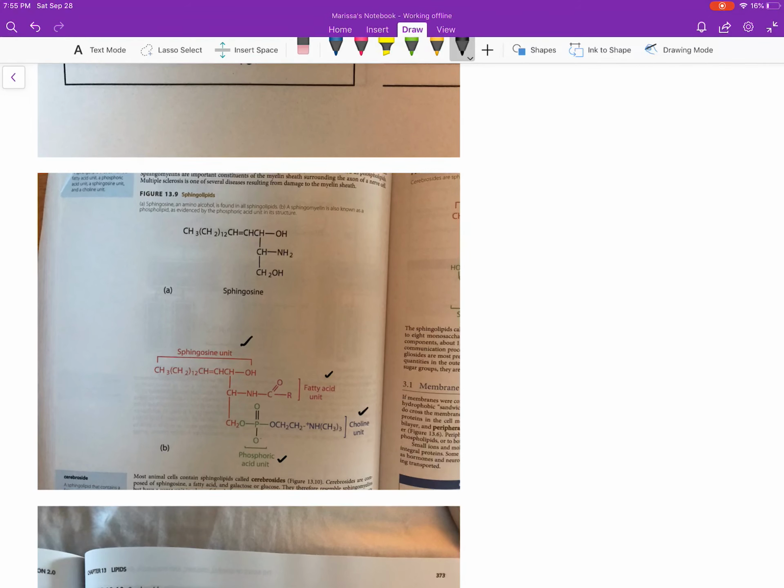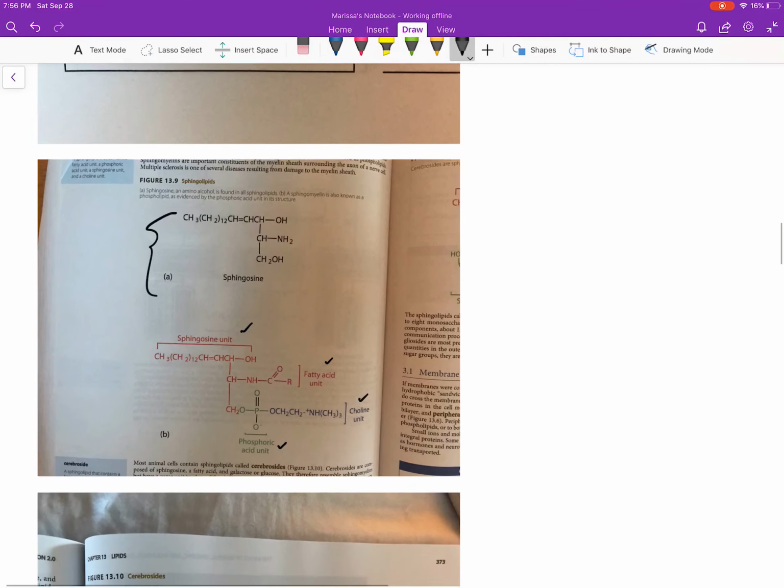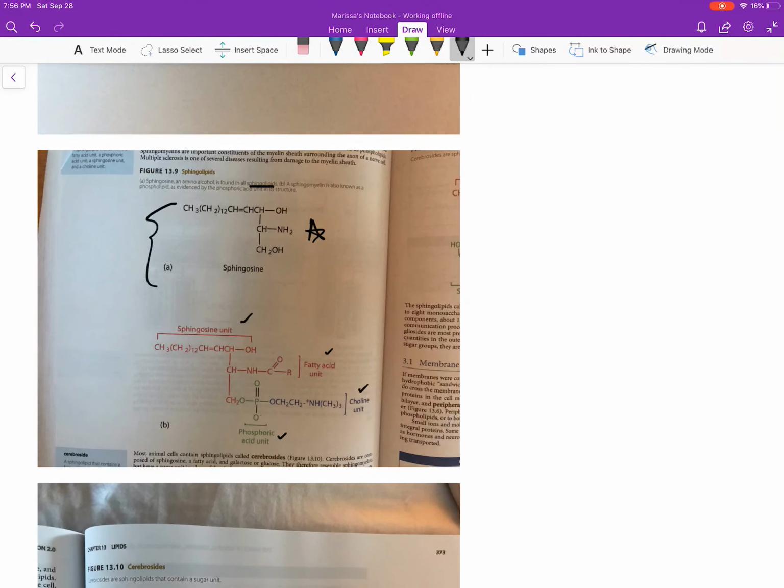Looking at this one, this is the sphingosine group right here. That's common to all sphingolipids, so it's what makes them unique. And then the sphingomyelin down here, also known as a phospholipid, because it has the phosphoric acid. So it has the sphingosine and the phosphoric acid, which makes it a bit of a hybrid, a 2-for-1, because it has both those features in it.